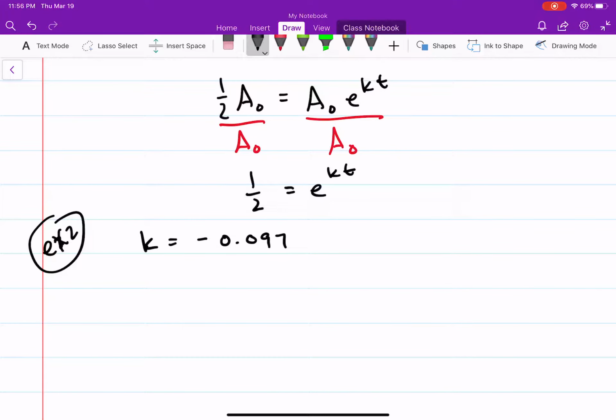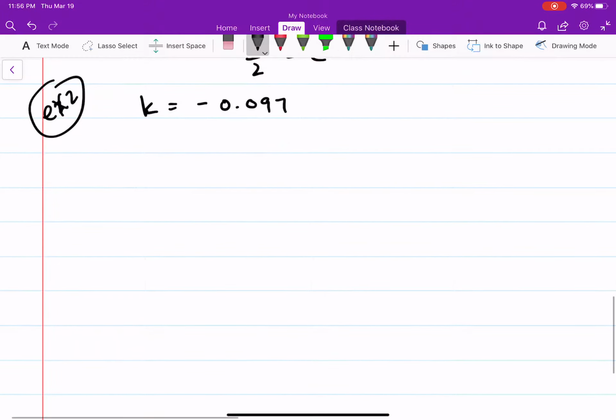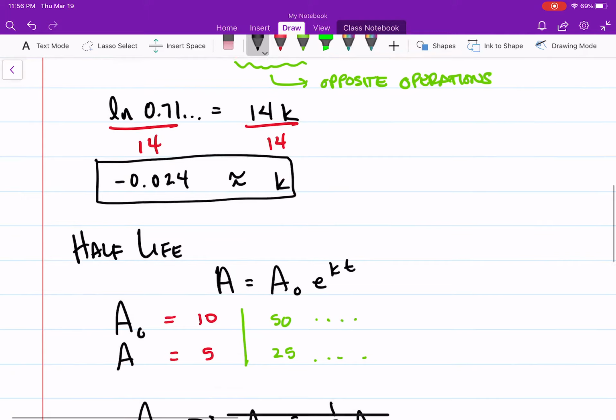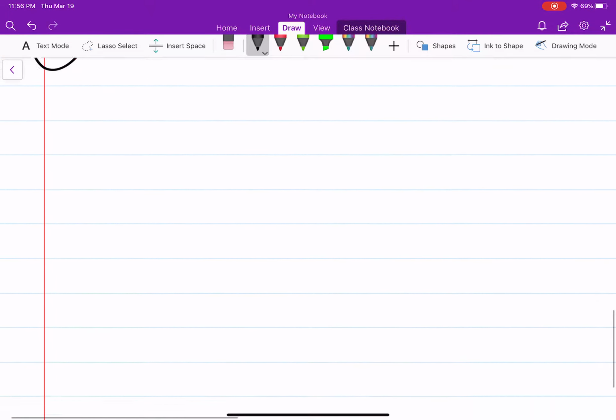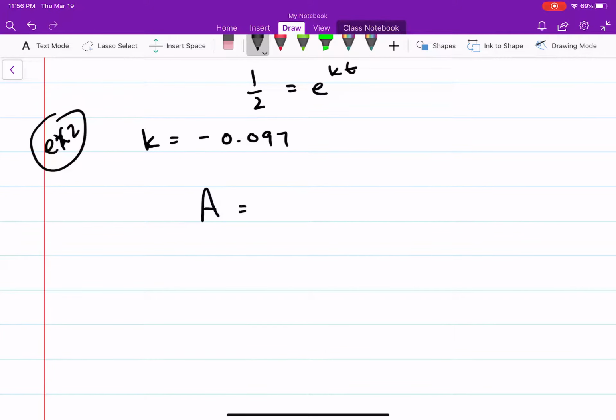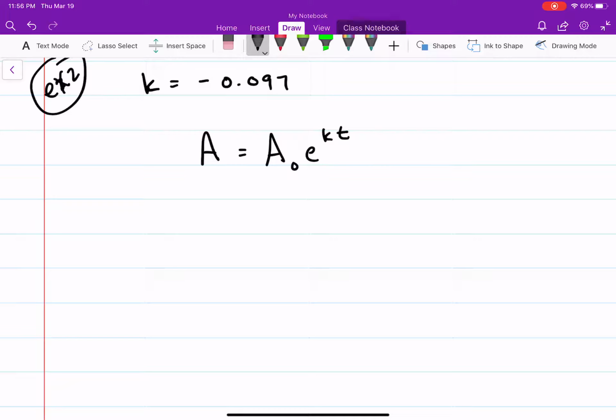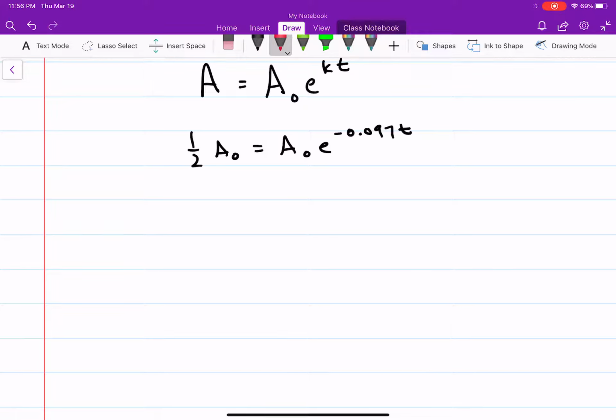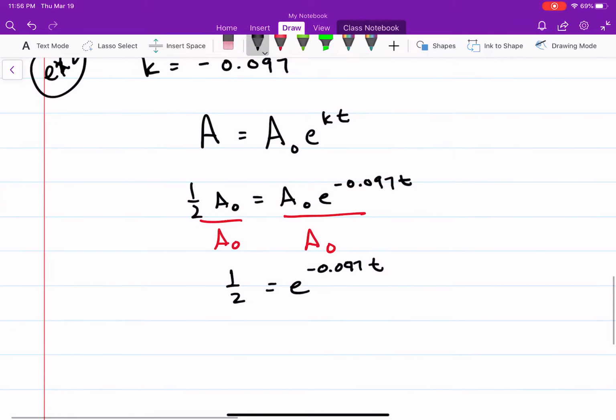So I'm going to actually show you using the original formula up here, okay, this original formula here. So I'm going to say, okay, I know that the final amount is equal to initial amount times e to the kt. I know that no matter what the initial amount is, my final amount is going to be half of A naught, e to the negative 0.097 t, okay? So I know that. So I still do the problem the same way, divide by A naught. So now I have 1/2 is equal to e raised to the negative 0.097 t.